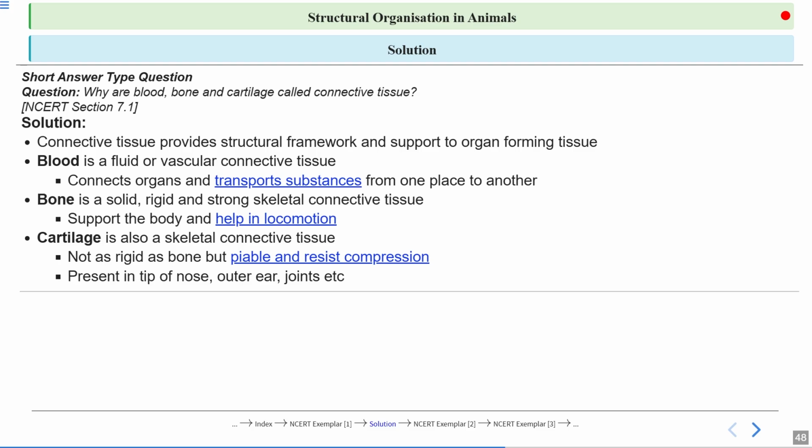So cartilage is also a skeletal connective tissue, not as rigid as bone, but pliable and resistant to compression. They are not as rigid as bone, but not as soft as muscles. It is harder than muscles, but softer than bone. So they are pliable and resist compression. Now they are talking about where this cartilage is present. See, they are present at the tip of the nose, outer ear, and joints as well, right?